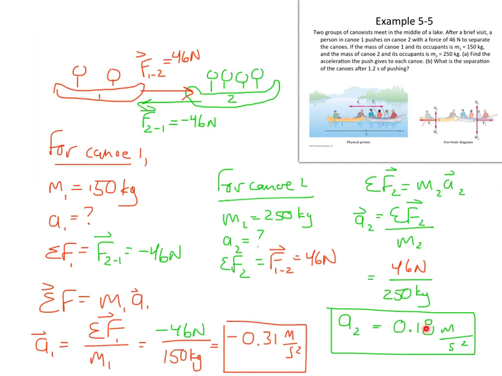Okay? So that's part A, an example HPhy1, the canoe problem. I'm going to continue with part B in the second one. This is going to bring kinematics into it. Now that we know our accelerations, we should be able to find the separations of the canoes pretty easily after 1.2 seconds. But that's going to be part B, and I'll see you on that one.